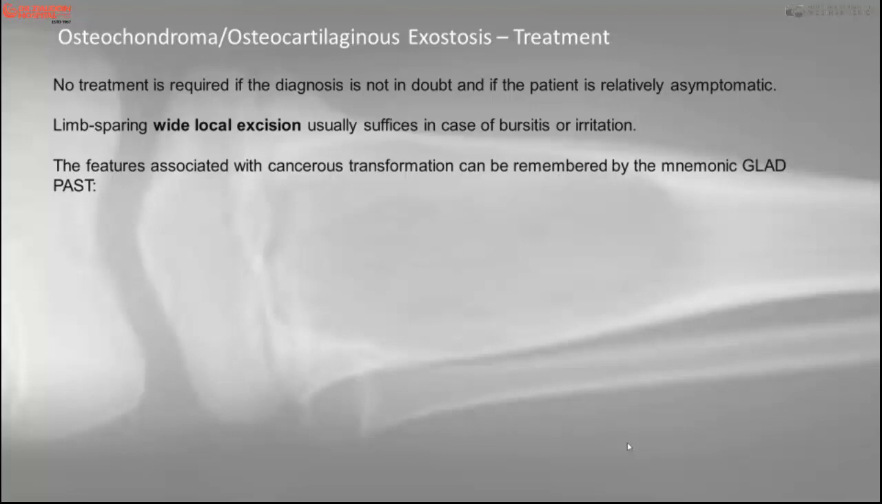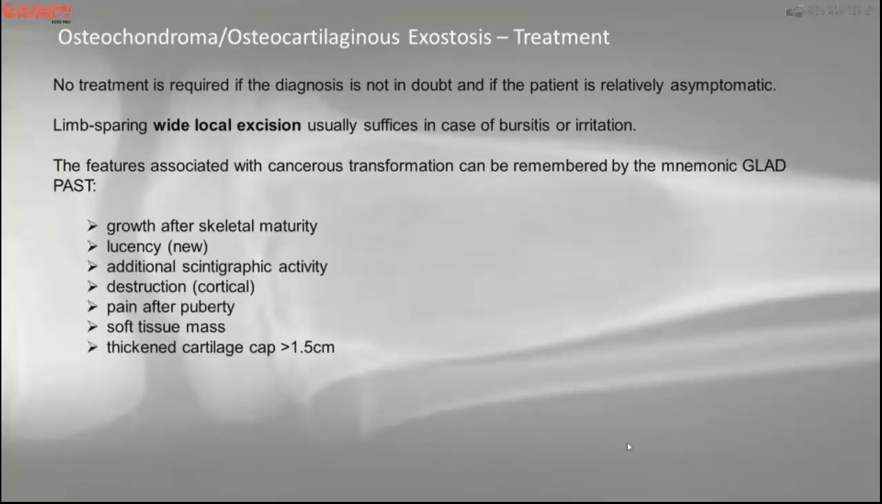The features that make it cancerous, that suggest cancerous transformation, can be remembered by the mnemonic GLAD PAST. So if there is any growth after skeletal maturity, if you see new lesions, if there is additional scintigraphy activity, like changes in the MRI, if there is destruction of the cortex, if there is pain after puberty, if there is a big soft tissue mass, or if the cartilage cap is bigger than 1.5 centimeters, these should startle you, and you should look for malignancy.